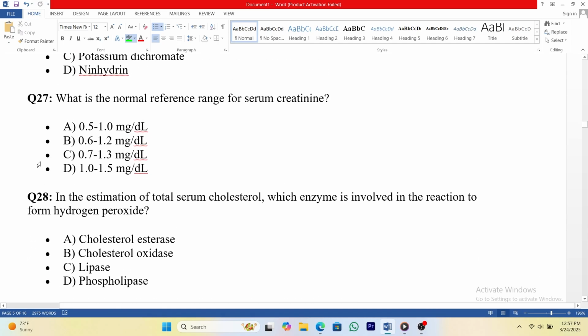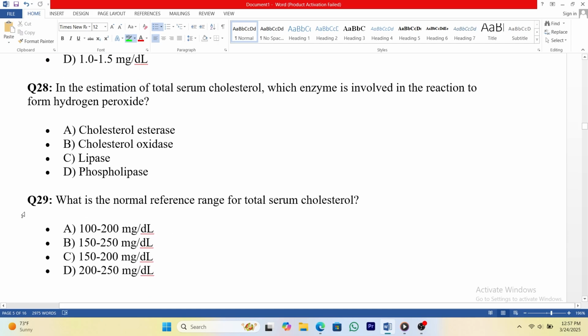27. What is the normal reference range for serum creatinine? A. 0.5 to 1.0 mg/dl. B. 0.6 to 1.2 mg/dl. C. 0.7 to 1.3 mg/dl. D. 1.0 to 1.5 mg/dl. Answer: B.